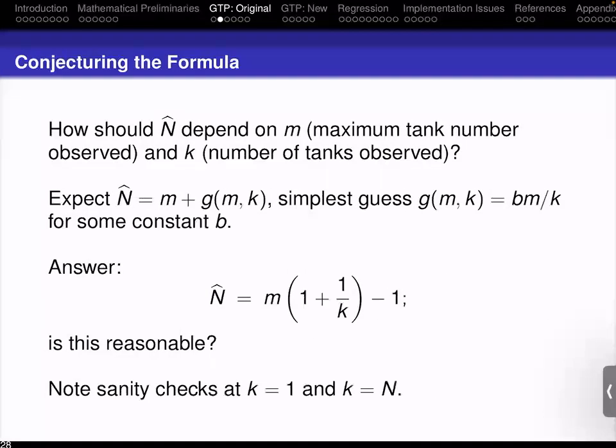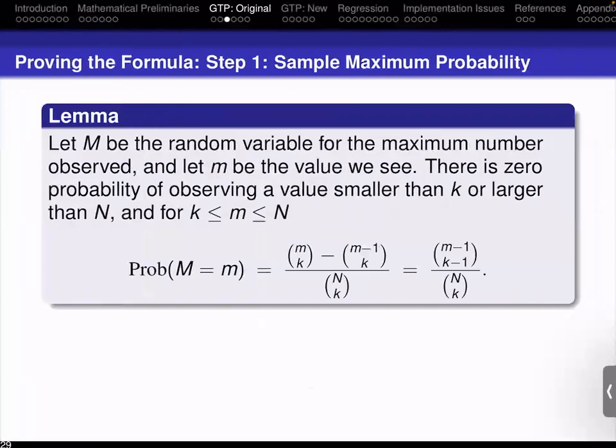This formula works on the extreme cases. So this is a great way to see if this formula is reasonable. It passes the sanity checks. When K equals 1 and K equals N, it gives us a reasonable answer. So this is not a proof that the formula is right, but it's a good start.